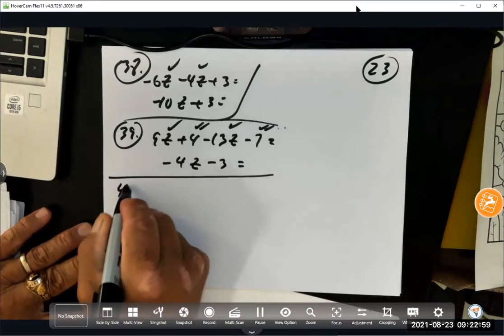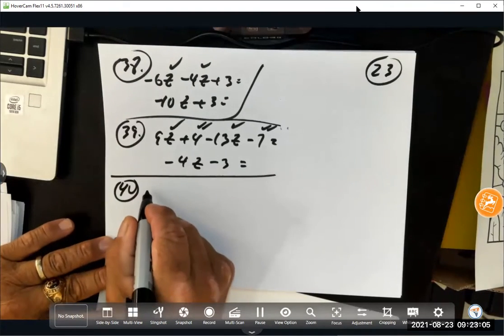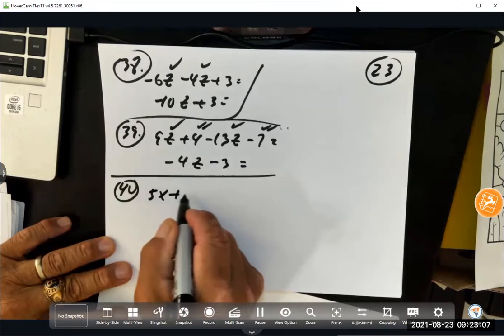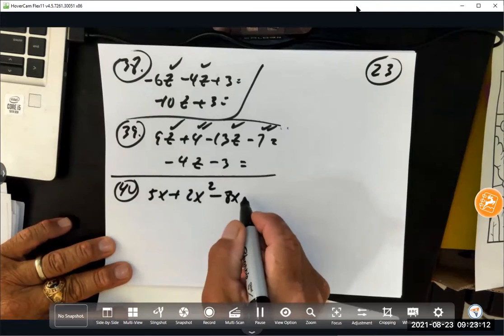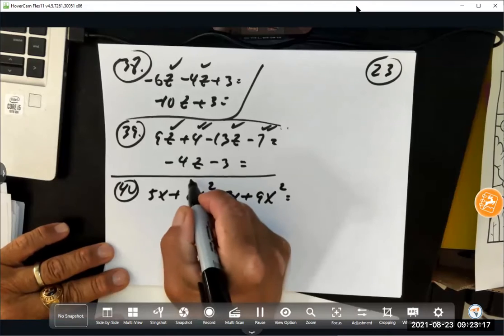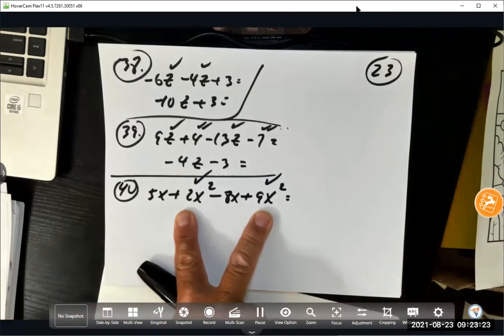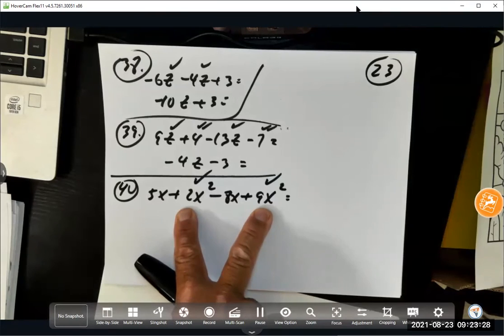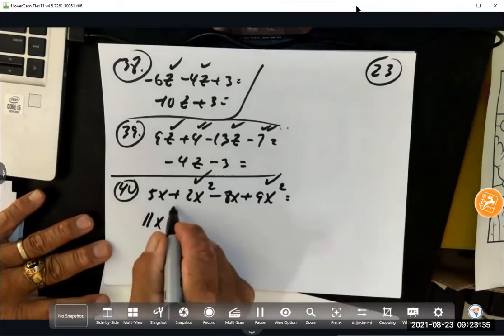Number 40. Let's see, collect like terms. You have 5x plus 2x squared. Okay, that one's different. Minus 8x plus 9x squared. Okay, so now let's do it this way. Put the squares and the squares together. What do you think that's going to be? 2x squared and 9x squared. How many? 11. Yes. All right, so it's 11x squared. Yes or no? Yes.